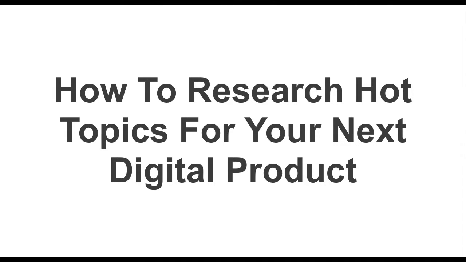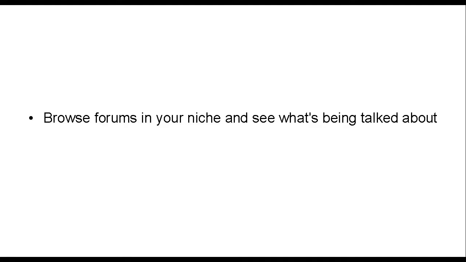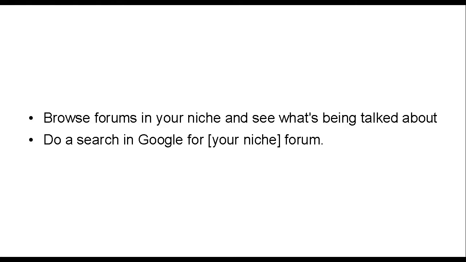In this video, I'm going to talk you through how you can research hot topics to create an information product around. The first way you can do that is to browse forums in your niche and see what's being talked about. Simply do a search in Google for your niche and forum, and then take a look at the forums and see what questions keep coming up, see what people are asking, see what answers are being given.